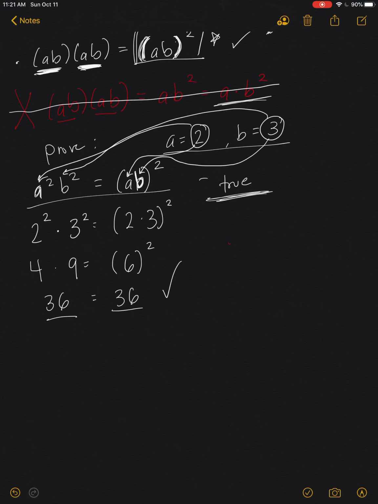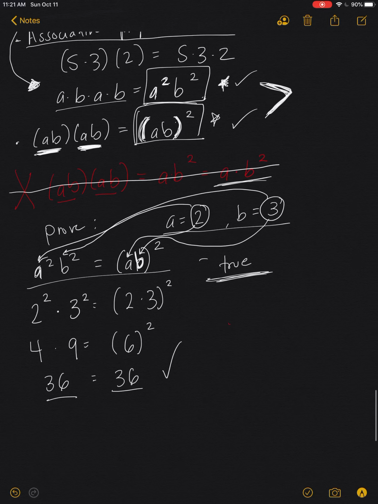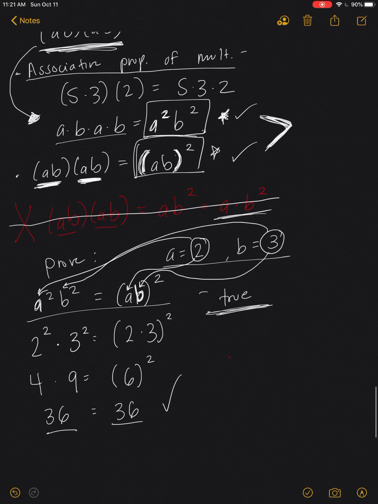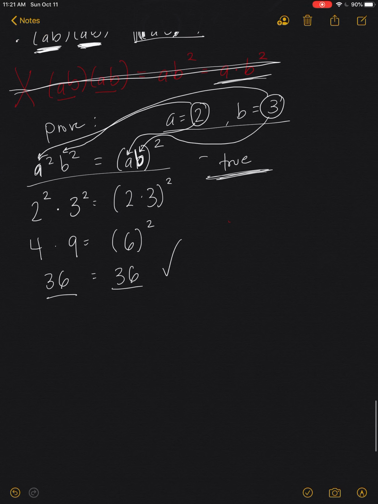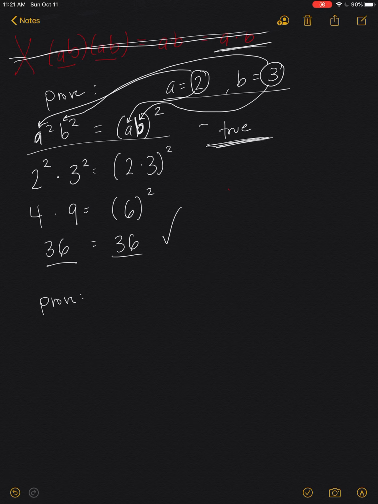Okay, so this is true. We proved it. You're not going to do proofs in your homework. I'm just doing it to show you all how these two are the same answer, even though they look different. Now let's prove that they're different from that wrong example. So let's prove that we can pick either one. I'm going to pick this one.